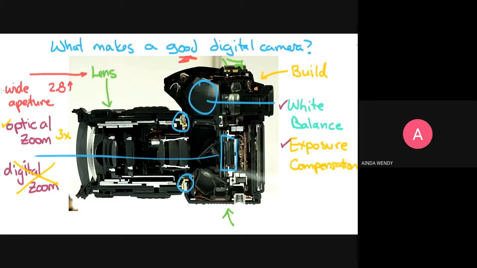So check that wide aperture. Check to make sure that you have a good optical zoom. Also, be careful. There's a lot of them out there that now have optical zooms up to like 20 times and things like that. You want to make sure that you're looking out. Check the reviews for these kind of cameras.